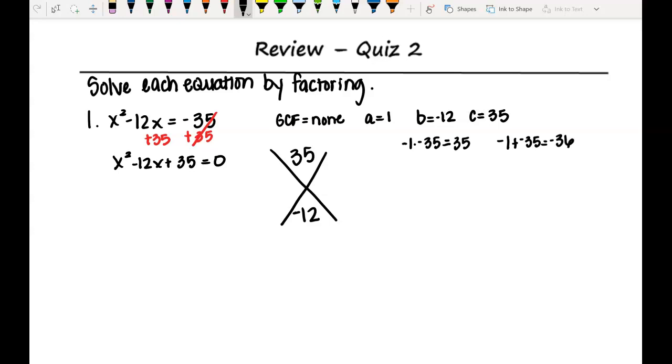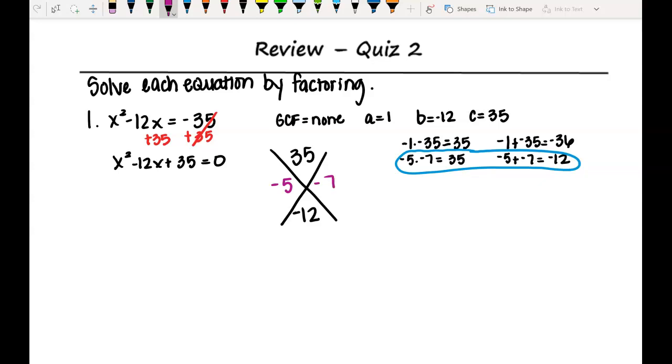is negative 36. 2 doesn't go into 35. 3 doesn't go into 35. 4 doesn't go into 35. So negative 5 times negative 7 equals 35. Negative 5 plus negative 7 is negative 12. So there's the combination we are looking for. So one of my factors is negative 5. The other factor is negative 7.